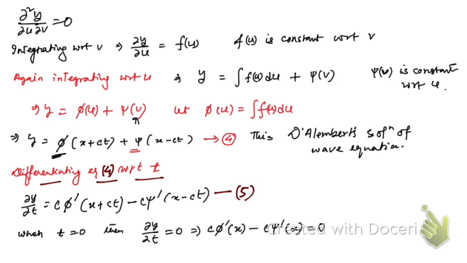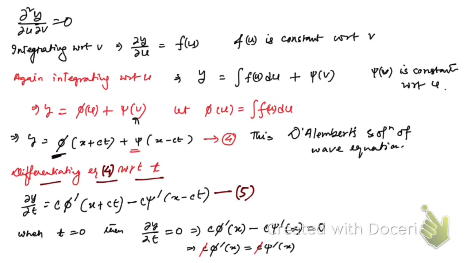So this implies c phi dash of x is equal to c psi dash of x, right? So here c cancels. So now let me go to a new slide. Let me write the last step. What we have got after cancelling c from both sides, we have got phi dash of x, and on the other side we got psi dash of x. That's what we have got, right?